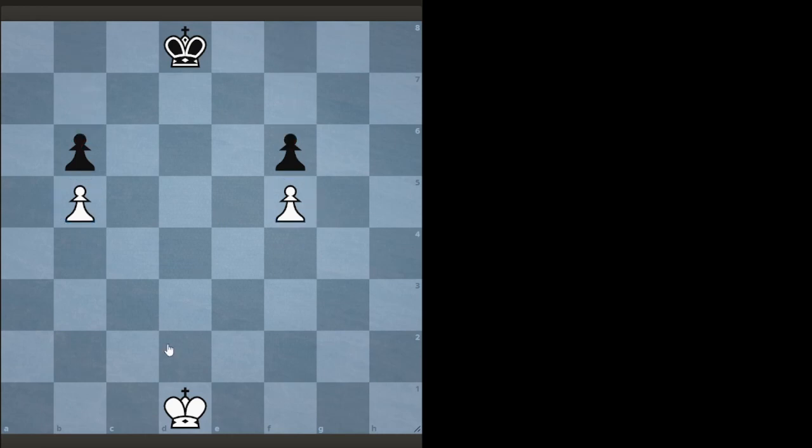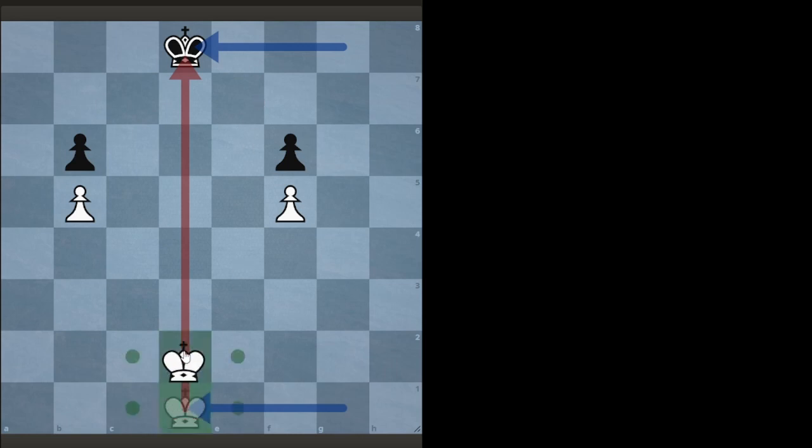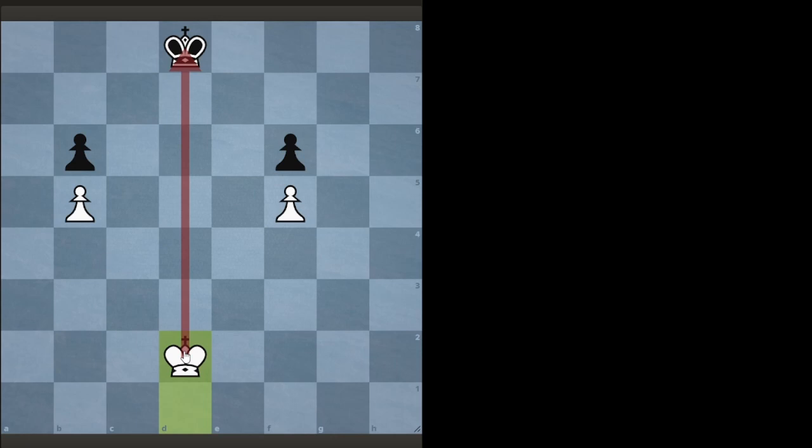The kings are standing on the same file, this time the d file, but is it the opposition? Let's check it out. If the kings are standing on the same rank, file or diagonal, they need to be on the same color of square. At this moment, they are not. Therefore, what happens if it is white to move? If it is white to move, white goes forward, and at this moment, as you can see, both kings are on the same color of square.